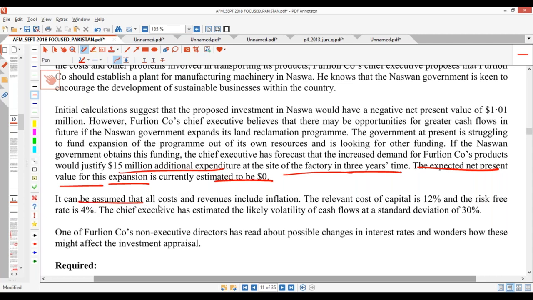It can be assumed that all the costs and revenue include inflation. The relevant cost of capital is 12%, assuming it's fair. Risk-free rate is going to be for your Black-Scholes model. Everything is no risk in Black-Scholes. CE has estimated the volatility of your cash flows, the standard deviation, is going to be your S. Okay.